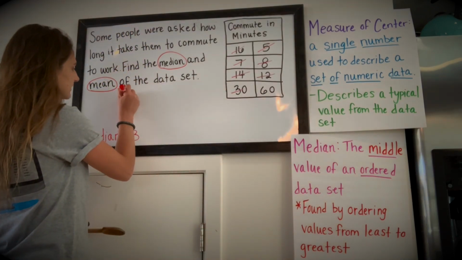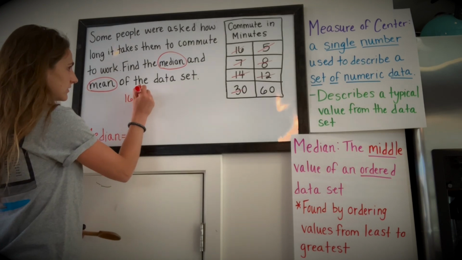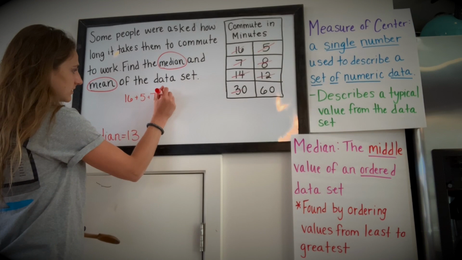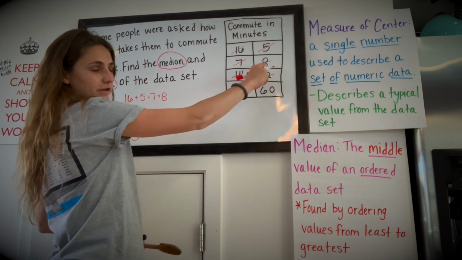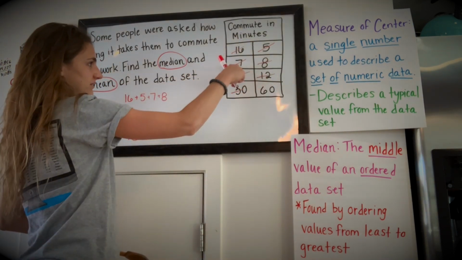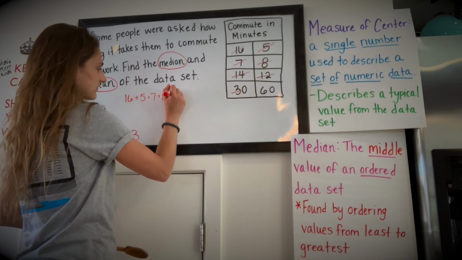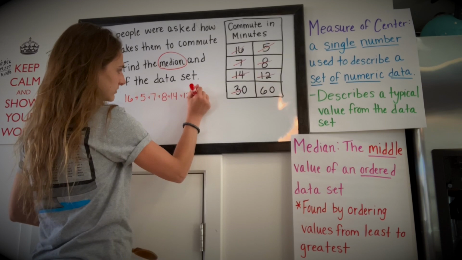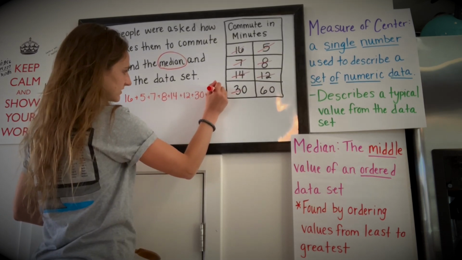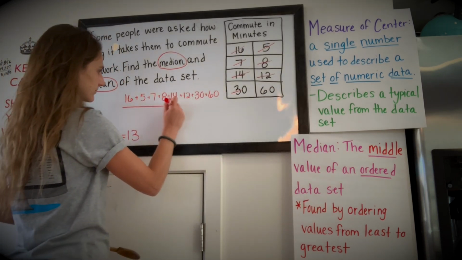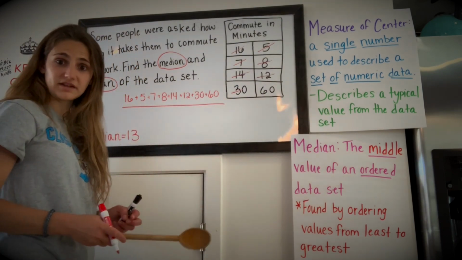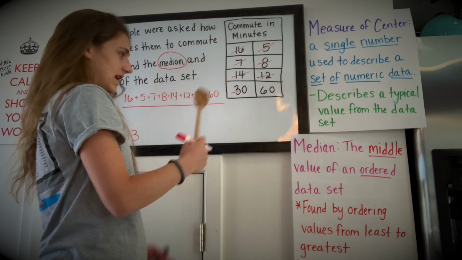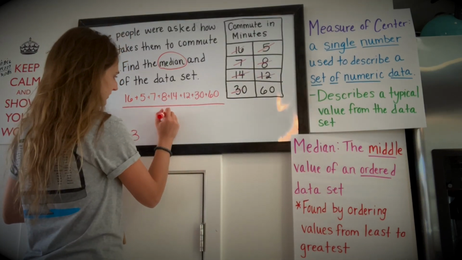So I'll do 16 plus 5 plus 7 plus 8. And remember, I'm getting these data values from this table. 16, 5, 7, 8. I'll do 14 next. Plus 12, plus 30, plus 60. And let's count how many data values we have. 1, 2, 3, 4, 5, 6, 7, 8. Okay, so I'm going to divide by 8.